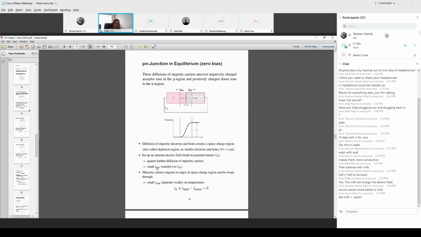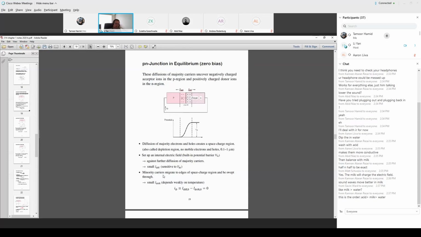That movement of diffusion creates what we call the diffusion current, and that diffusion current is small because of this barrier in action. So we have talked about what happens to the majority carriers. Next, we look at what happens to the minority carriers.